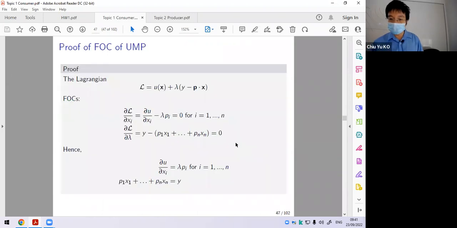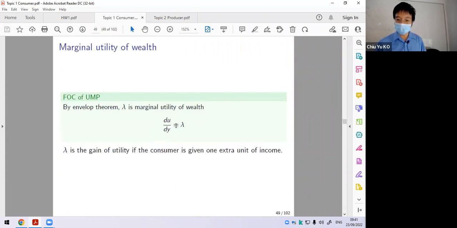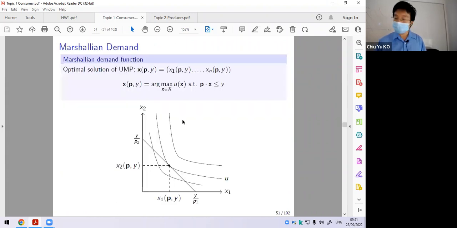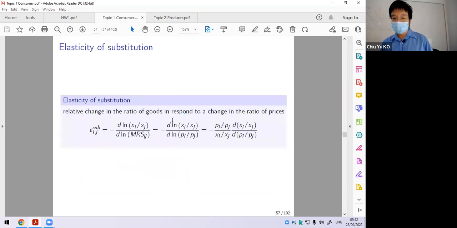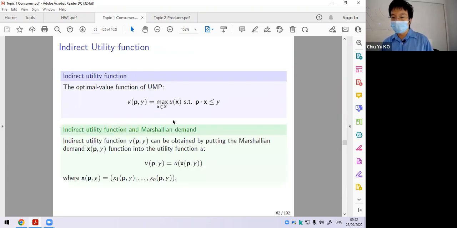So this is the UMP, and this is the result. And because of uniqueness, we can write the outcome of the utility maximization problem as the Marshallian demand. And if you put the Marshallian demand back into the utility function, then you get the indirect utility function. They're the same thing, but just look at from a different perspective.